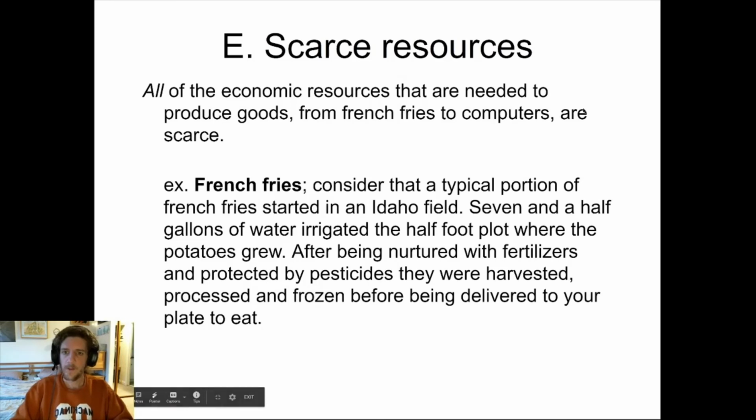All right. So all of these economic resources that are needed to produce goods, whether it's something simple like a peach, potato, or french fry, to a computer, is scarce. French fries need, for example, water, fertilizer, land, pesticides, processing, freezing. How many examples of the factors of production can you find in this short paragraph? Go ahead and pause the video, take a minute, and try and recognize all of the factors of production in this paragraph: land, labor, physical, and human capital.